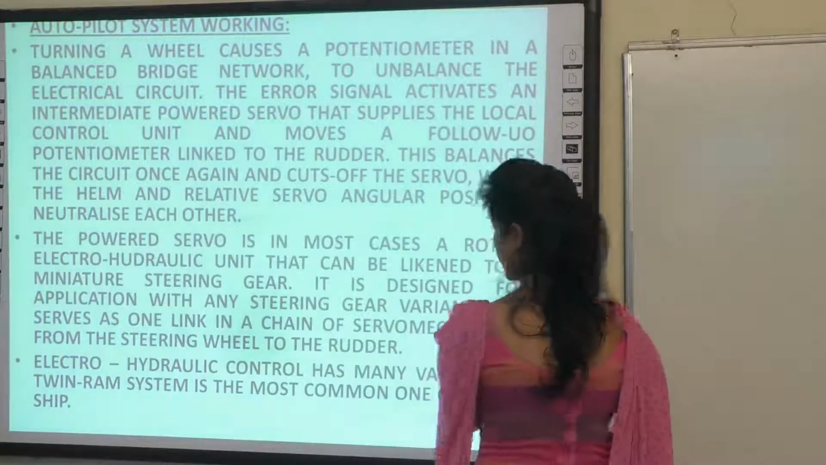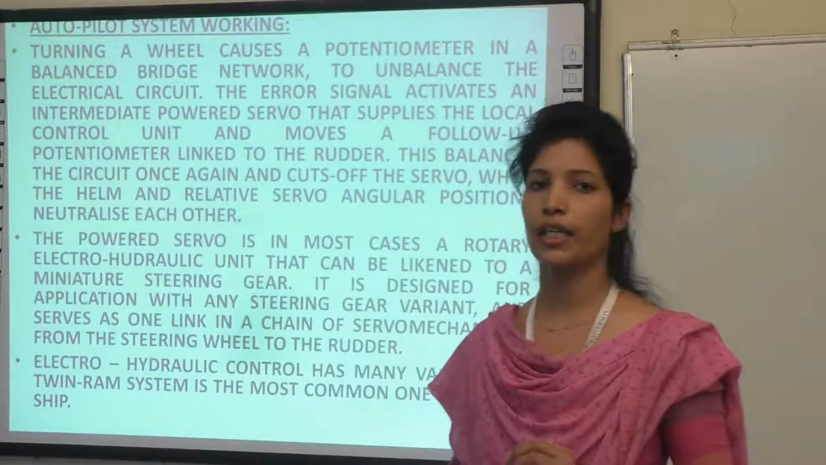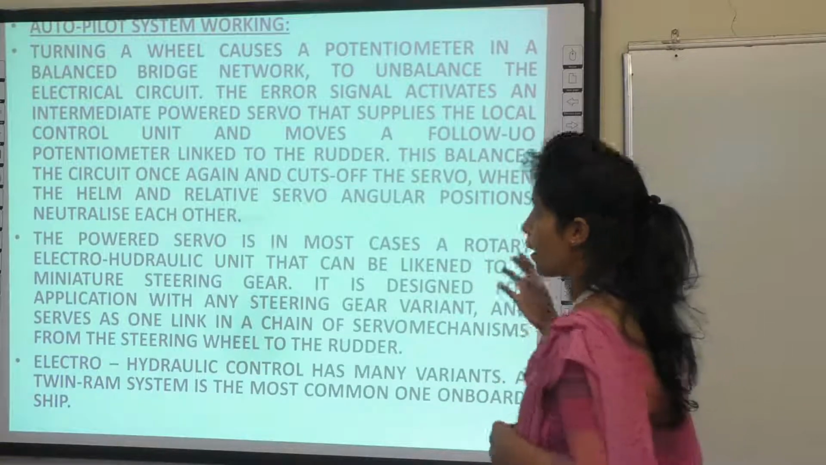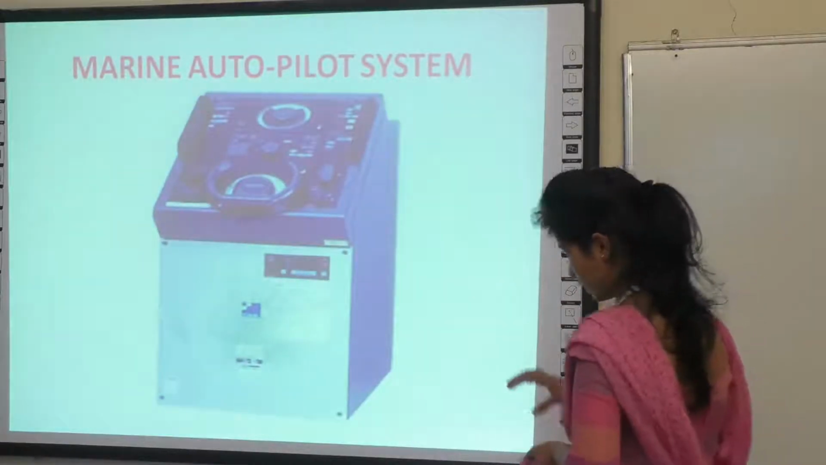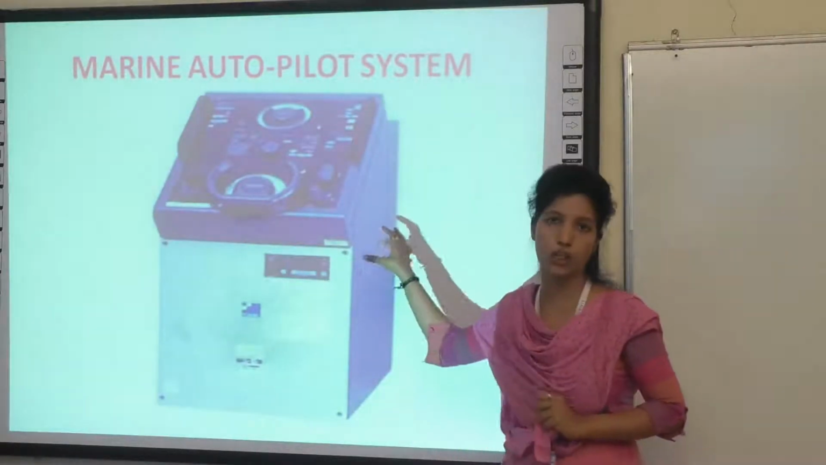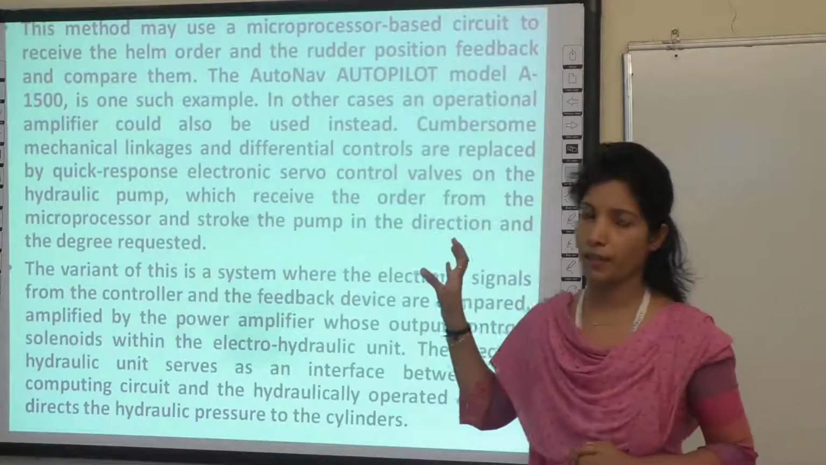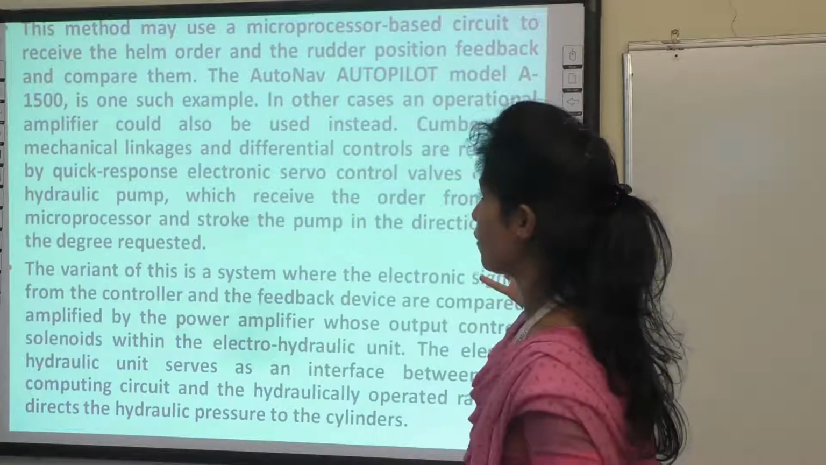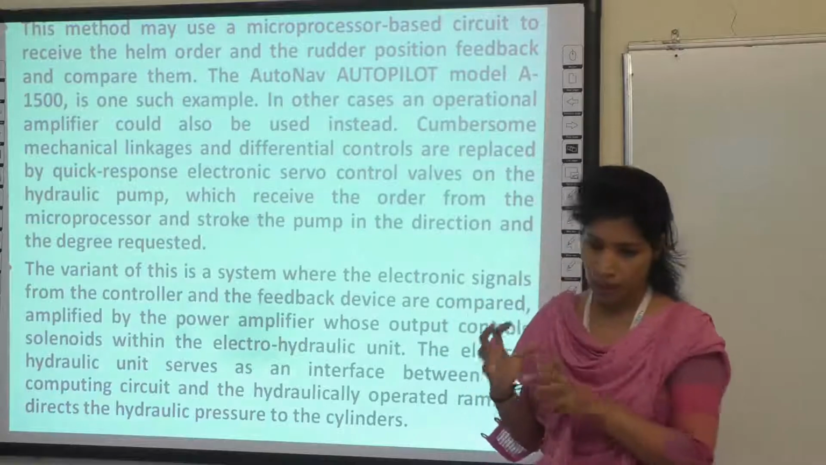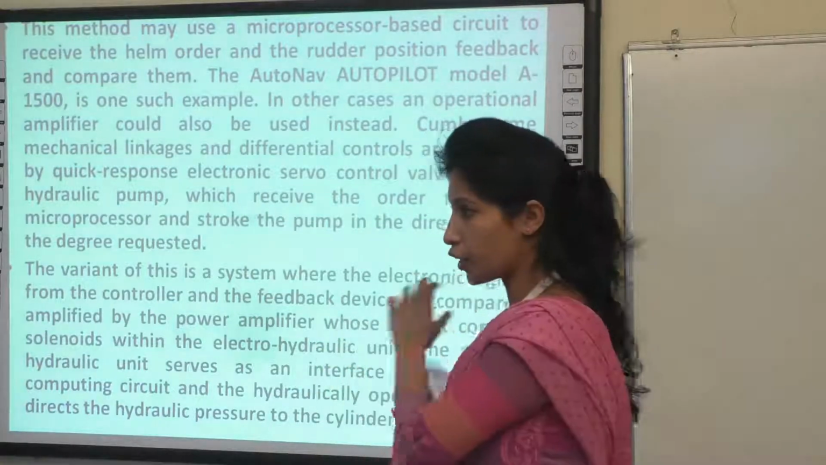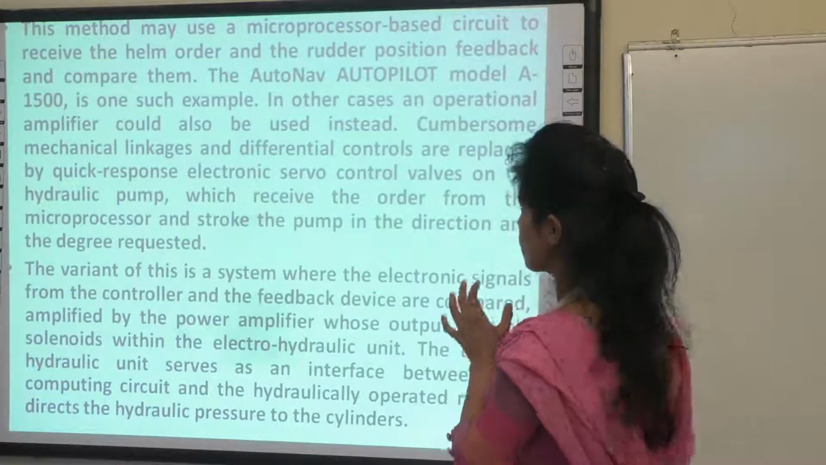Electro-hydraulic control has many variants, like the twin ram system, which is the most common on board ships. We can use it in an autopilot system. This picture shows the modern autopilot system. This method may use a microprocessor-based circuit to receive the helm order and the rudder position feedback and compare them. The rudder feedback position is already connected to the starboard, and the autopilot model 1500 is one example.